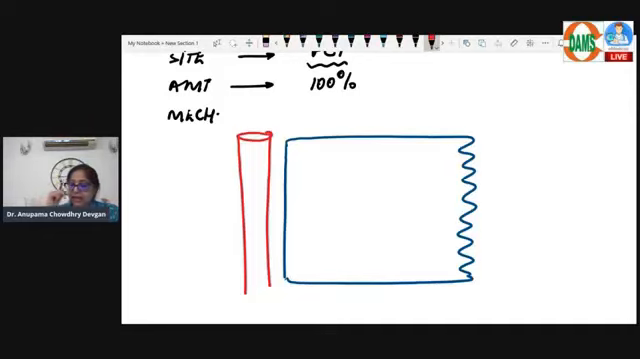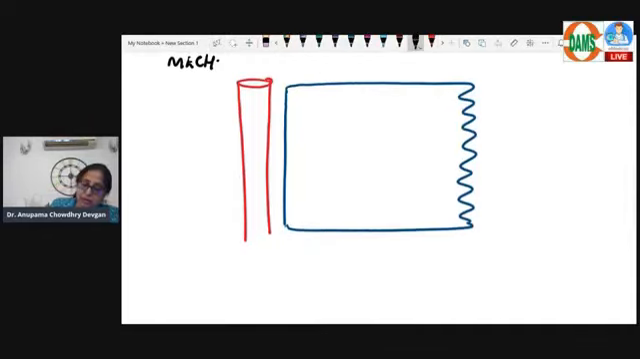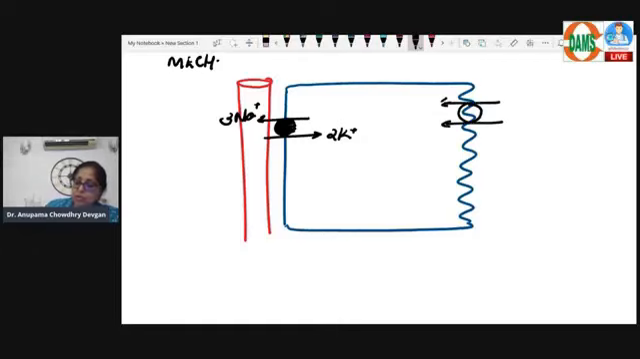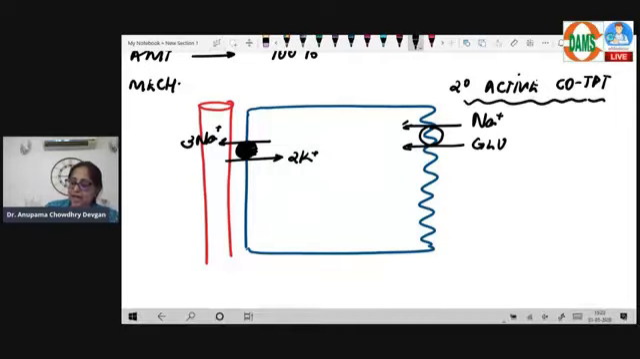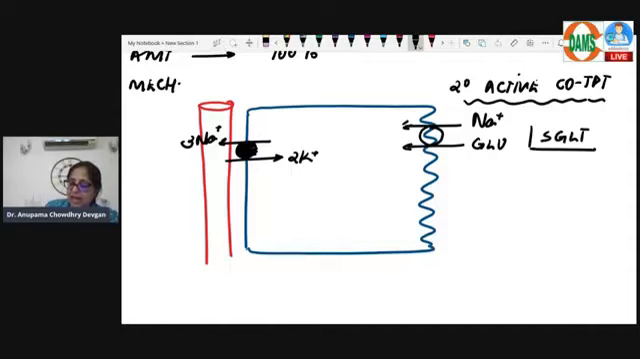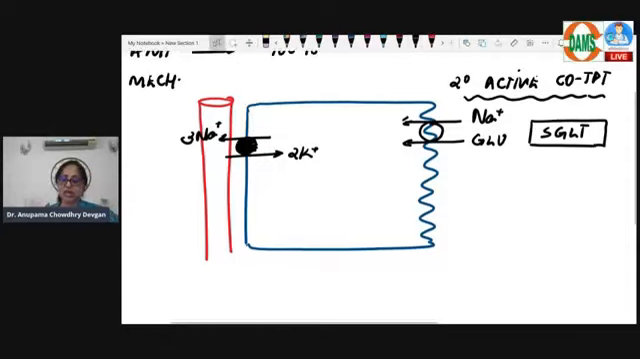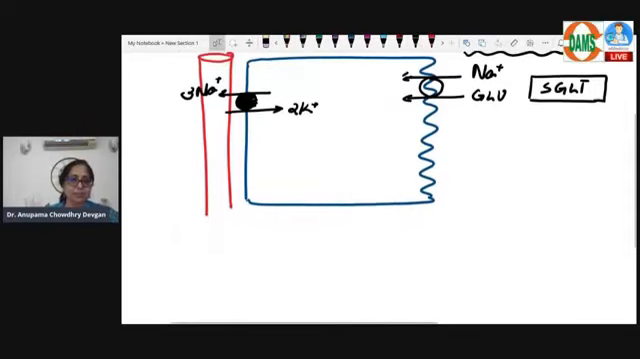Right? Okay. Now, the mechanism of glucose absorption. On the basal side, you have the activity of the sodium-potassium ATPase pump, 3 sodium, 2 potassium. On the luminal side, you have a sodium-glucose co-transporter. This is a secondary active co-transport. This is known as SGLT. What is SGLT? Sodium glucose linked transport.